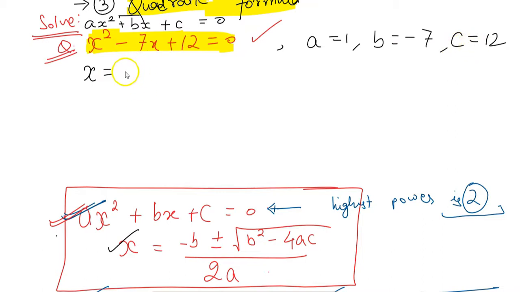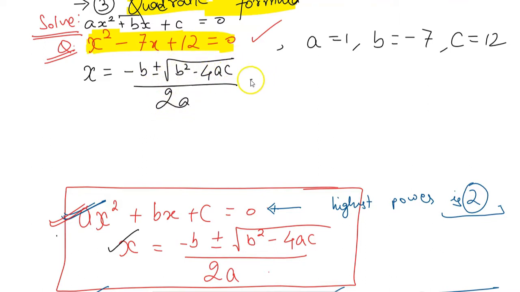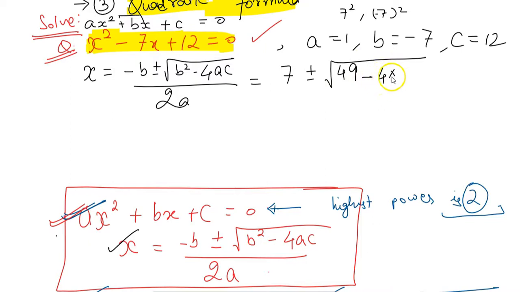So x is minus b plus minus root b square minus 4ac by 2a. That is minus of minus 7, that is plus 7, plus minus root b square. Whether you square 7 or minus 7, you will get 49 only, minus 4 into a into c divided by 2 into a. So this will give us x as 7 plus minus root of 49 minus 48, that is 1, by 2.